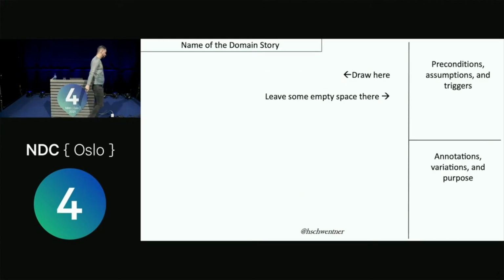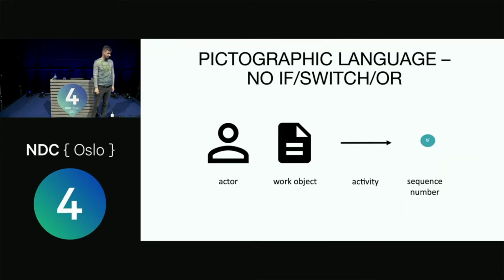Okay. We're drawing all the stuff on a canvas. When we're doing this drawing on a whiteboard or on a blackboard or a piece of paper, then it usually makes sense to have one big space for drawing the story, putting the name on top, and having some space where we can put annotations and stuff like that. Okay, that's our pictographic language: a canvas to draw on, actors, work objects, activities.